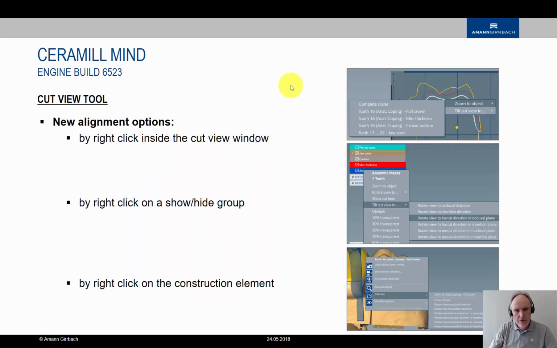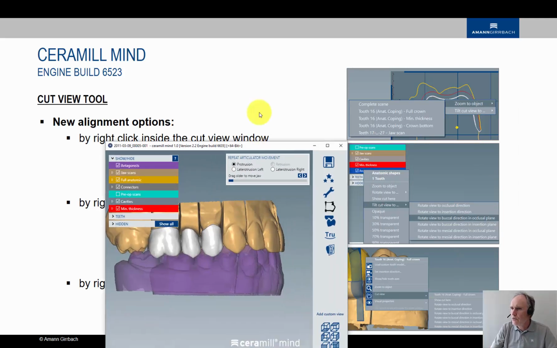For having a better view of your objects and your constructions, you now have nice cutting view tools. I will show you in the construction. The first is when you right-click in the cut view window. If you right-click in the show or hide group, you see it's on the left or upper edge. And you can also click on the construction element while having the cutting tool open.